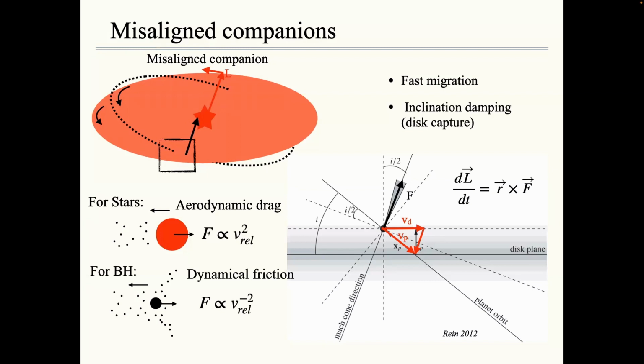This is very extreme if this companion's orbit is retrograde. So imagine the companion is almost retrograde. So the orbit is almost flipped. Okay. And this interaction will cause the retrograde orbit to go to 90 degrees and then finally coplanar. So the retrograde orbit will not just sink into the disk retrograde. It will actually flip all the way to become coplanar. Okay. So this effect will cause this fast migration and inclination damping.